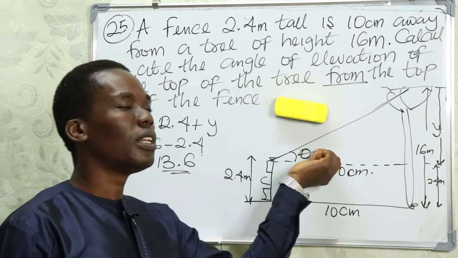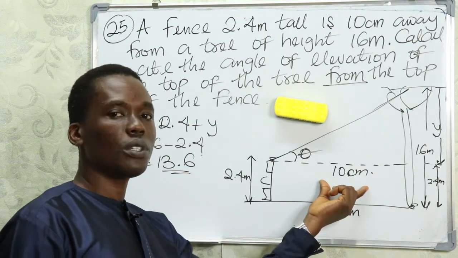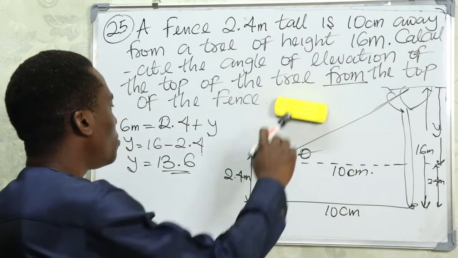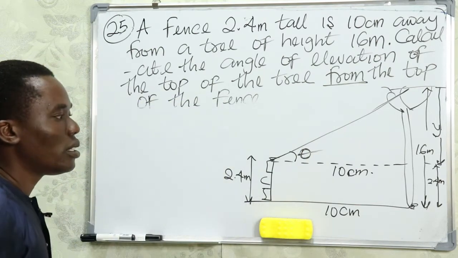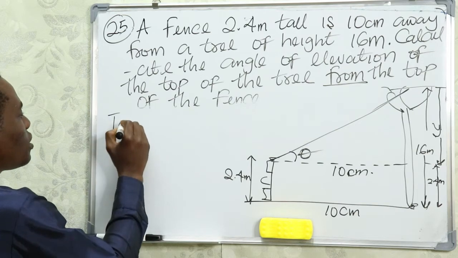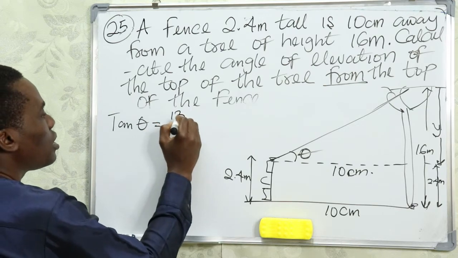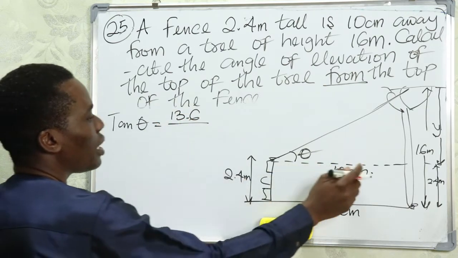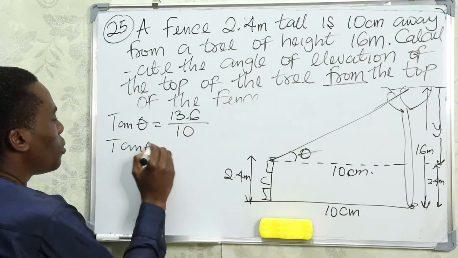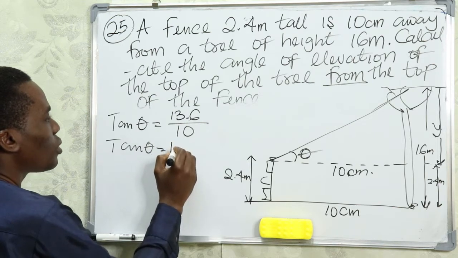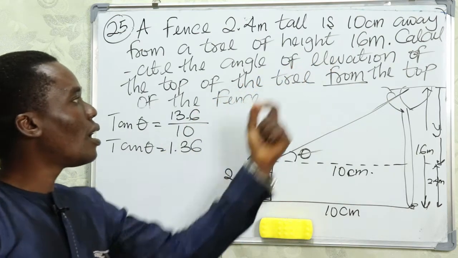And remember, that is not what we are looking for. We are looking for this angle. So this angle is going to be opposite over adjacent, and that's going to be tan of theta. So the tan of theta will be equal to, the opposite is 13.6 divided by the adjacent, which is 10. So our tan theta will be equal to this divided by this, which will give us 1.36.